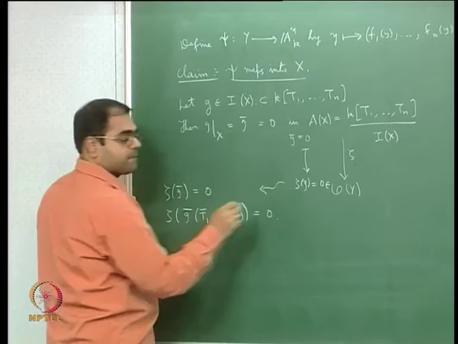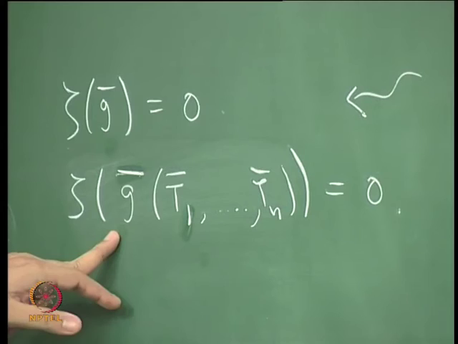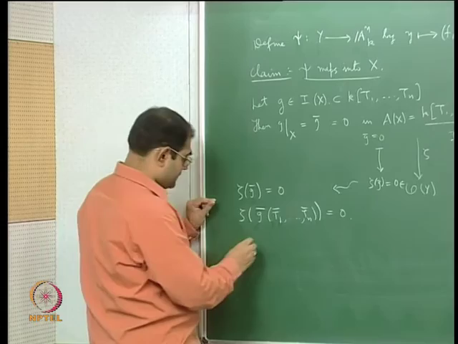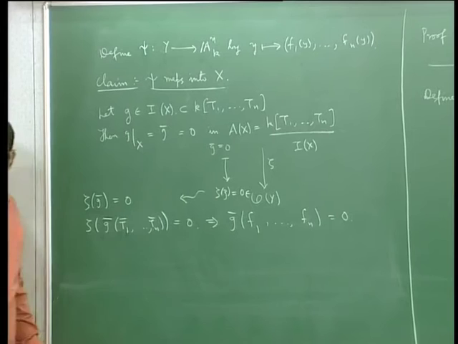Mind you, G is a polynomial in the t's, G bar is a polynomial in the t bars, and zeta is supposed to take this to 0. But what does zeta do to the t bars? The zeta maps the t bars to the f's. So this implies that G bar of f1 etcetera fn is 0. This is what it means.